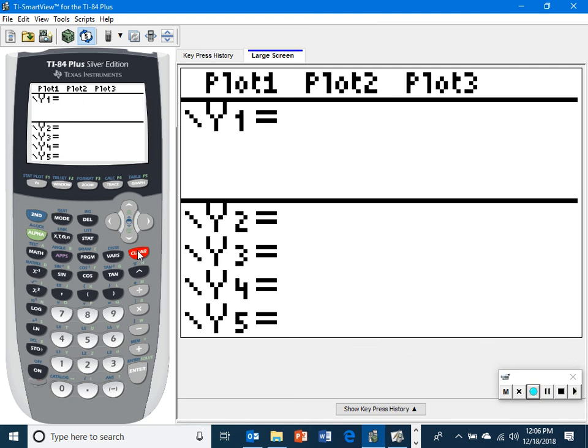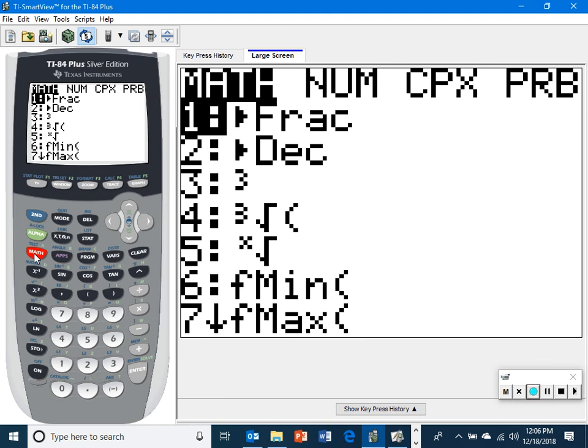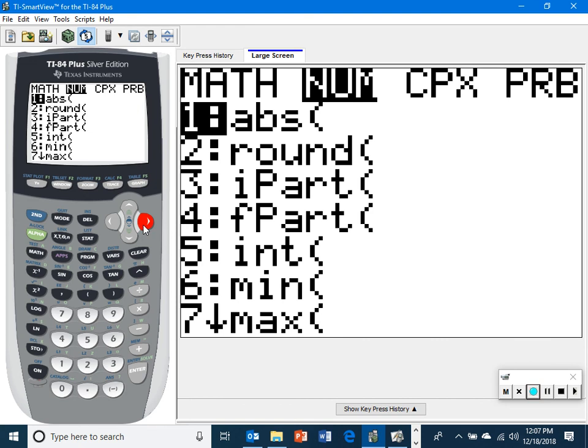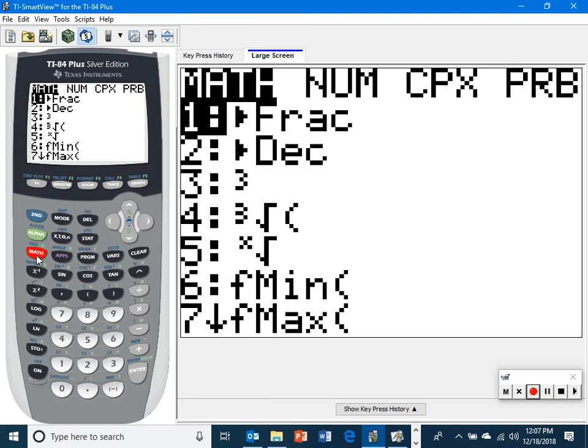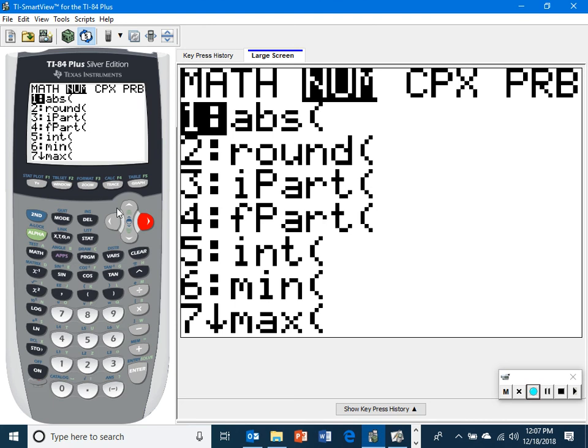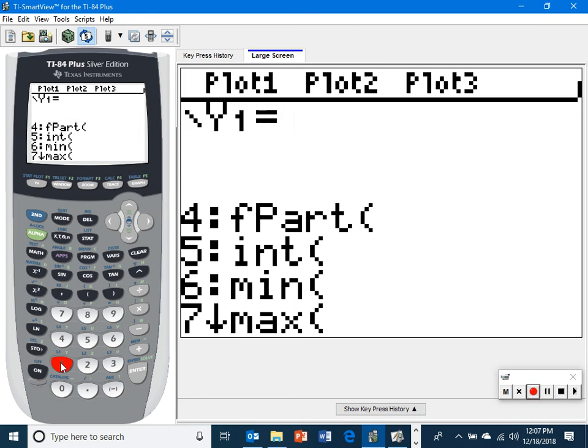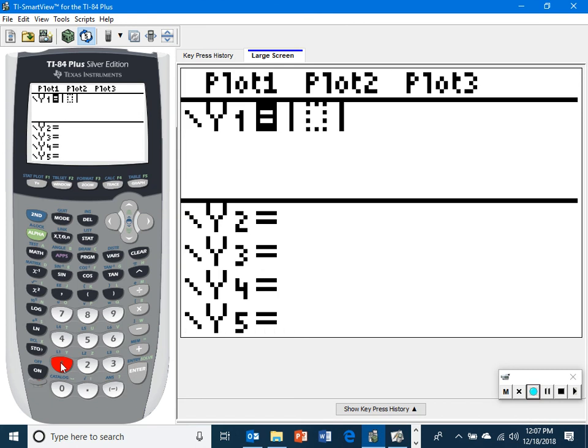All right, but first of all, where is the absolute value? The absolute value, folks, you have to hit the math button right here. Then you have to go over to NUM, for number. Let me do that again. Math button. Then you're going to right arrow to number, and number 1 says ABS. That stands for absolute value. Pick number 1.